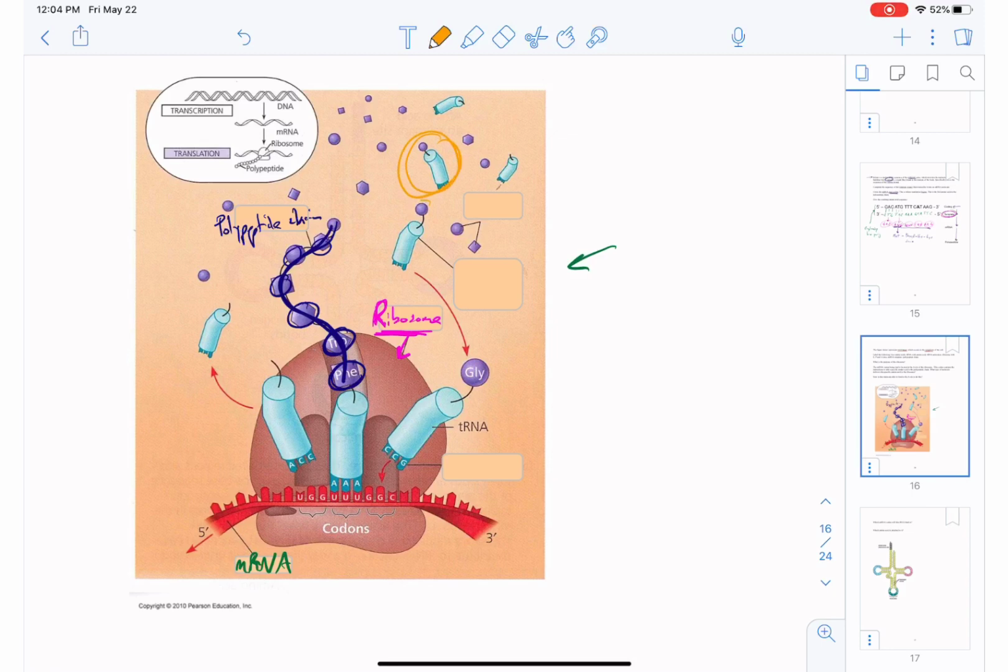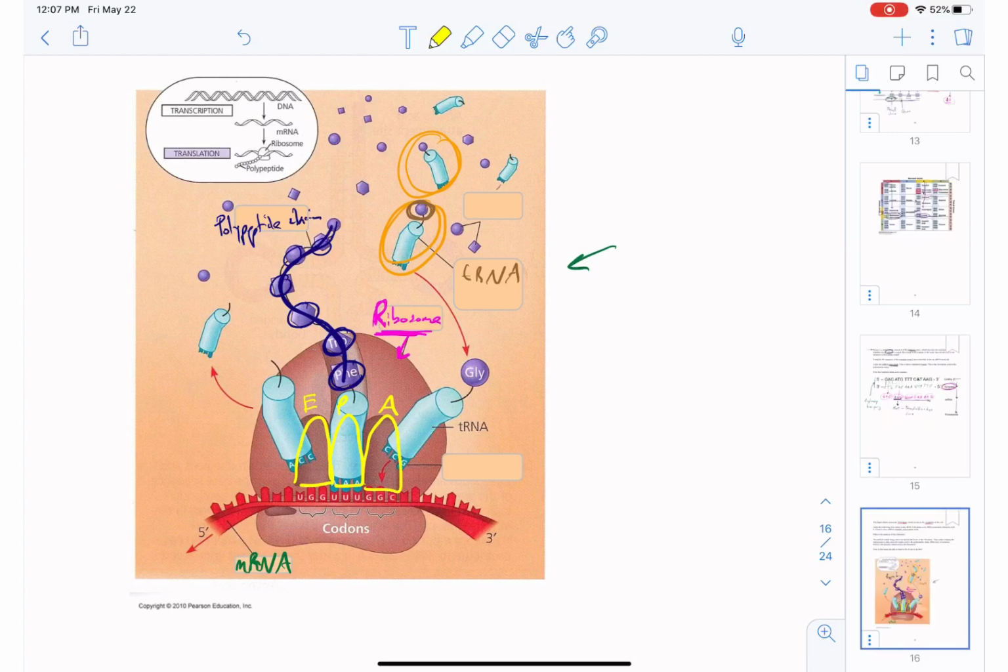What are these guys out there floating within the cytoplasm? Those are tRNA molecules, transfer RNA molecules. And attached to each of those tRNA molecules is a specific amino acid. And let's see, lastly, within the ribosome, we have these 3 sites, and this is called the E site, that's called the P site, and that's called the A site.